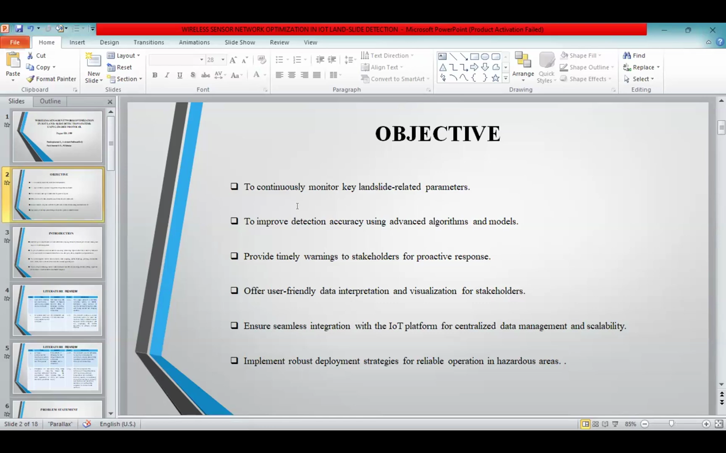Here we discuss providing timely warnings to stakeholders for proactive responses. Also ensuring seamless integration with an IoT platform for centralized data management and scalability. We can also implement robust development and strategies for reliable operations in hazard areas.